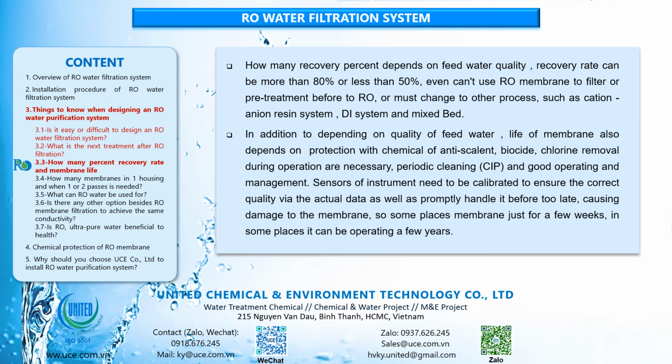In addition to depending on the quality of feed water, the life of the membrane also depends on protection with chemicals: anti-scalant, biocide and chlorine removal during operation are necessary, as well as periodic cleaning, CIP, and good operation and management. Sensors and instruments need to be calibrated to ensure the correct quality via actual data, and problems handled promptly before it is too late, causing damage to the membrane. So in some places the membrane lasts just a few weeks, in some places it can operate a few years.